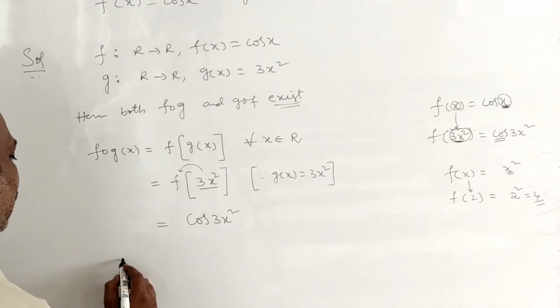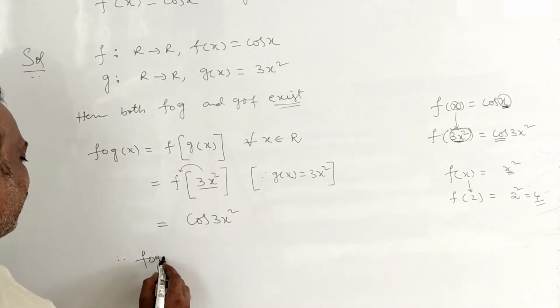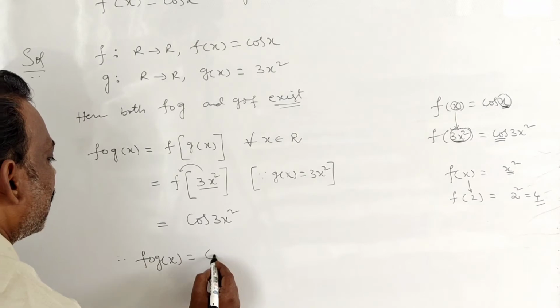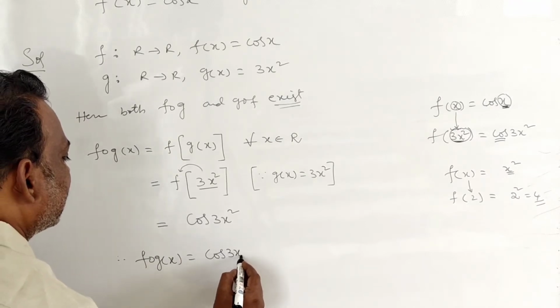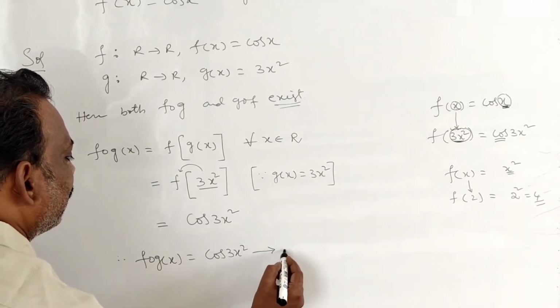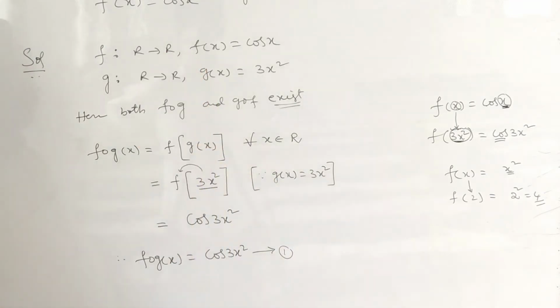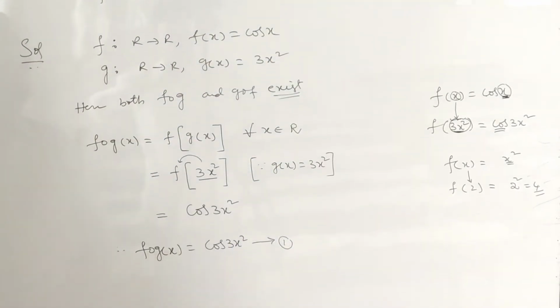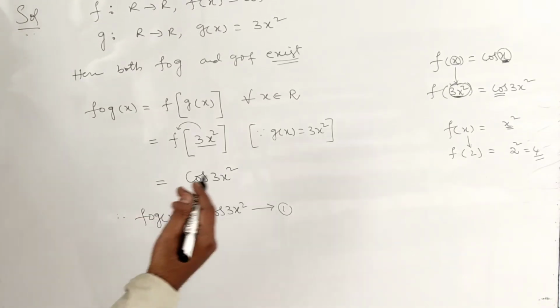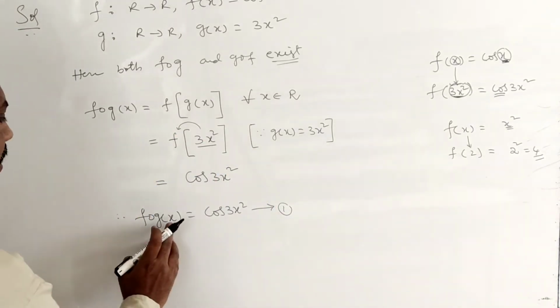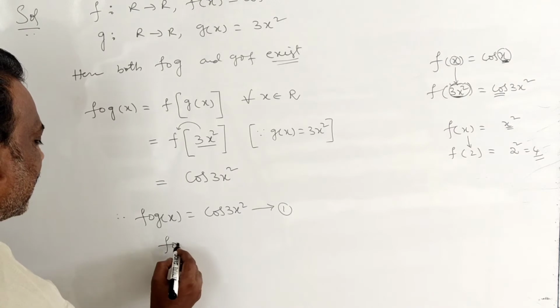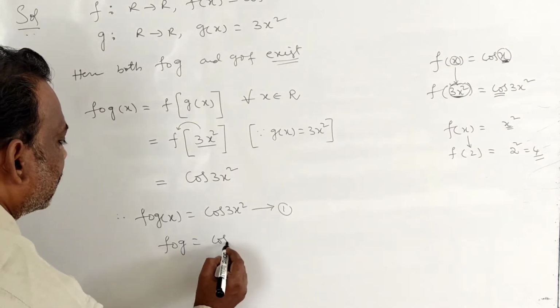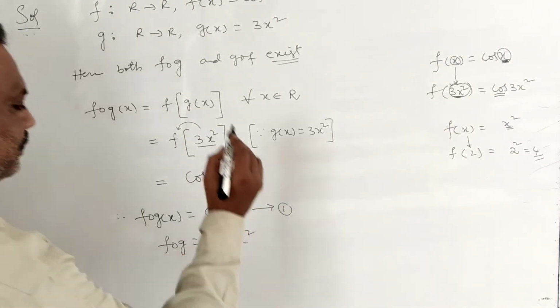Now, therefore, f circle g of x is equal to cos 3x square. You can write this as equation 1. So we completed f circle g. Finally, you can write f circle g is equal to cos of 3x square.